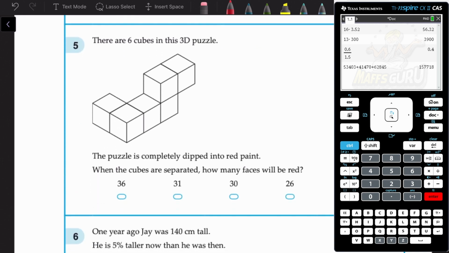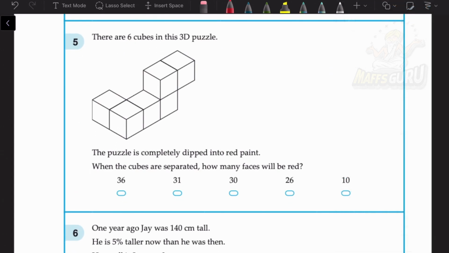There are 6 cubes in this 3D puzzle. The puzzle is completely dipped into red paint. When the cubes are separated, how many faces will be red? Each cube has 6 faces, and I'm going to work out how many faces are covered and take it away. This cube here has 2 faces covered, so that's going to be 4. This cube here also has 2 faces covered, so that's also 4.